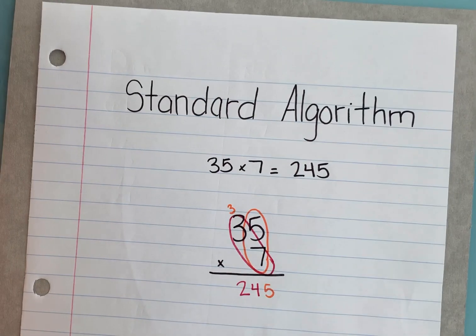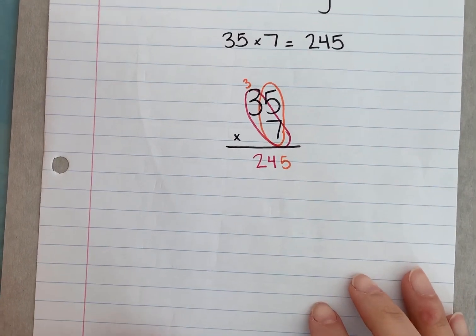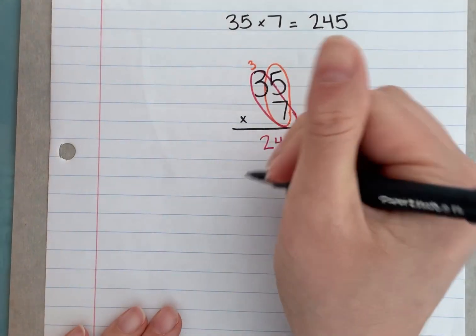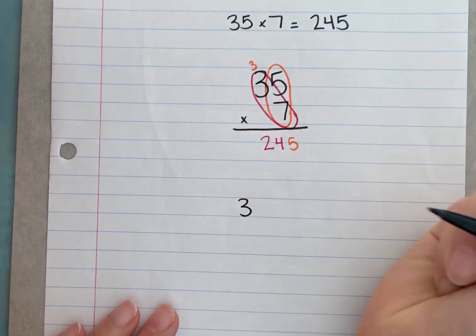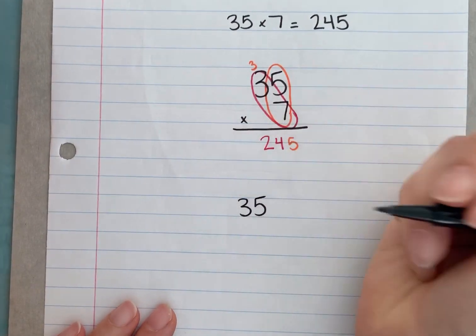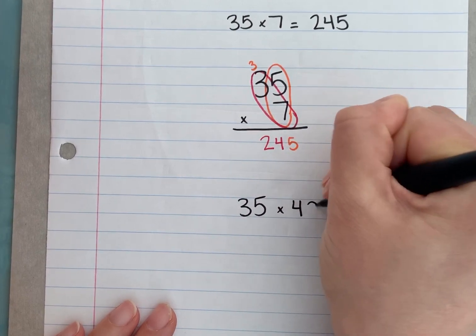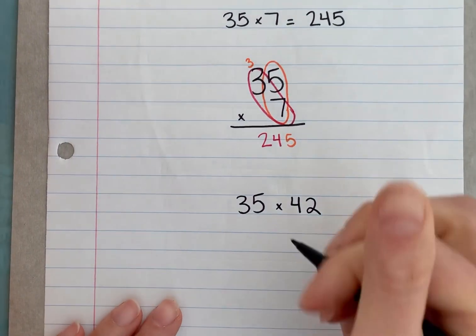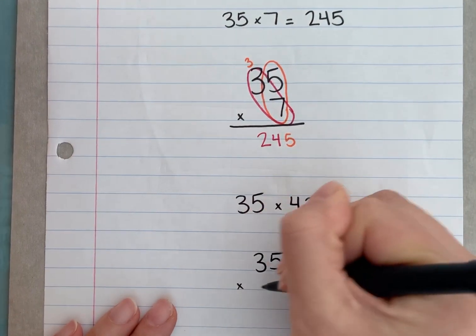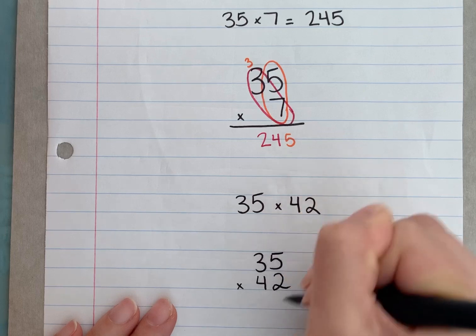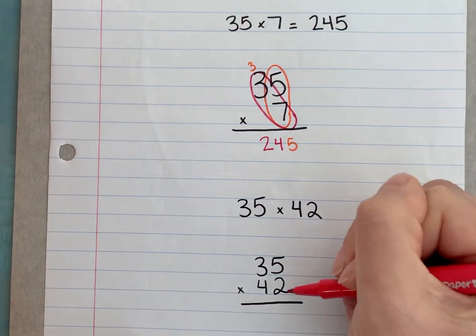Now, this is where the standard algorithm gets a little bit trickier. Let's try it with a 2-digit times 2-digit. So instead of 35 times 7, let's do 35 times 42. Okay, we'll set it up again. 35 times 42. Okay, so we'll start off with our 2.